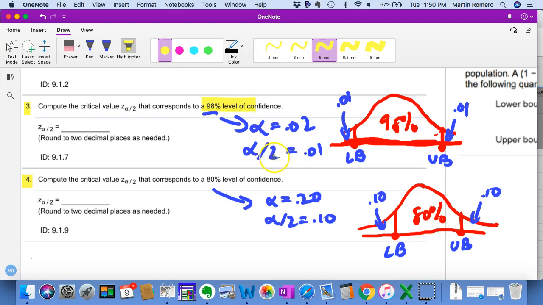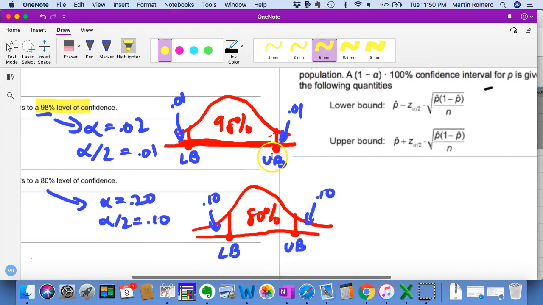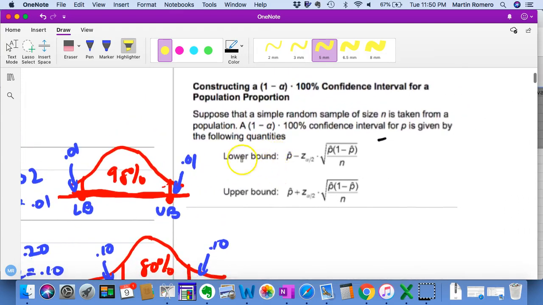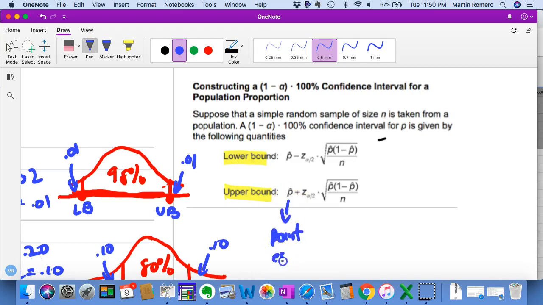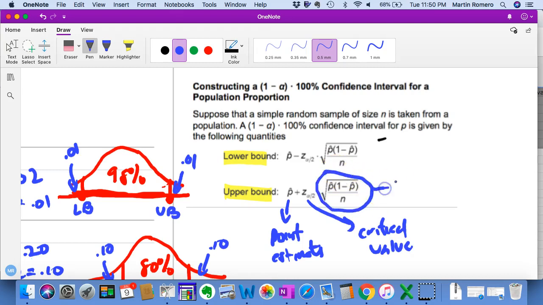Instead of with a single value, we're going to be doing it with an interval. And to do that, you need a lower bound and an upper bound. And what you find out is to create a confidence interval, which is just two numbers, you need your point estimate. Again, this is for a proportion. And then you need your critical value. And then this piece here, that's your standard error that we learned about in Chapter 8.